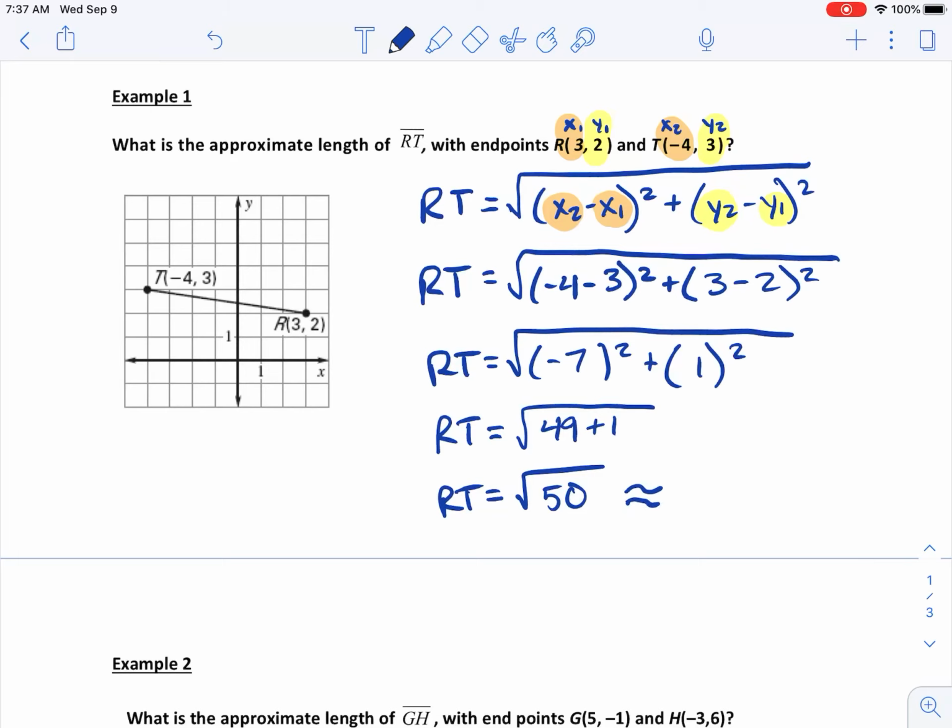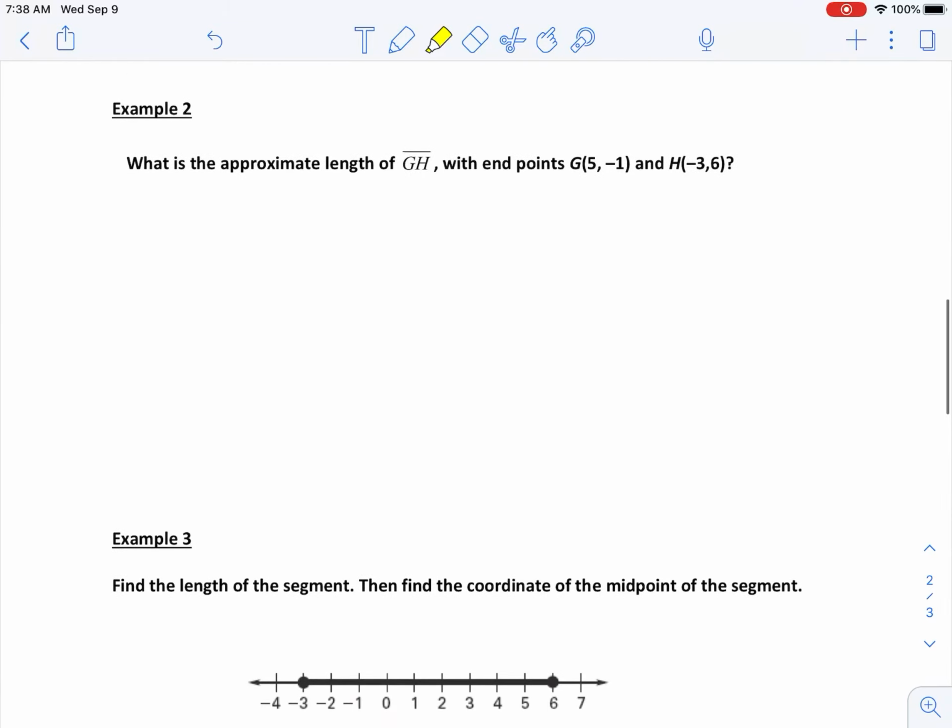And I'm doing the square root of 50 in my calculator. So we're going to get a decimal point. These squiggly equal signs I did mean approximately. And the square root of 50, we're going to use 2 decimal places, is approximately 7.07, and then we're going to say units because we're talking about distance. So 7.07 units. That is using the distance formula to find the distance from R to T.